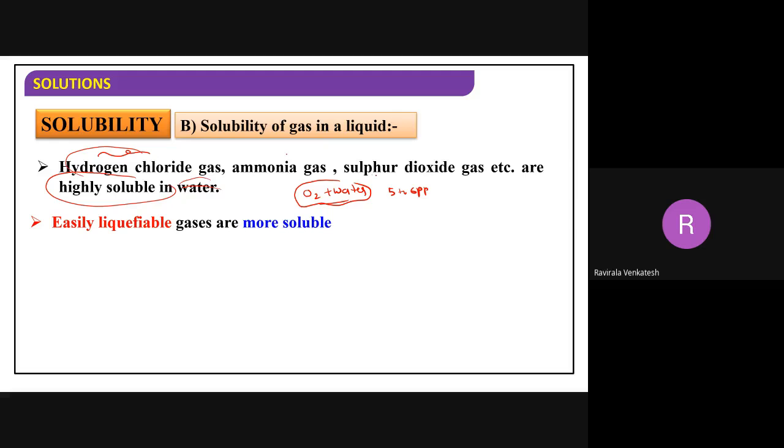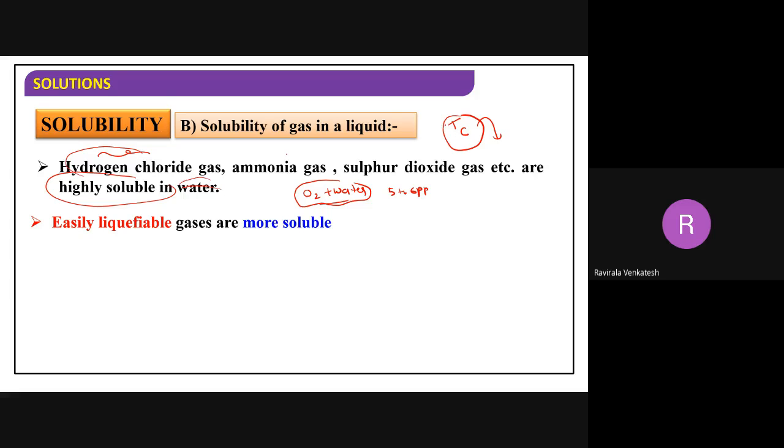O2 is non-polar. There is the polar and non-polar condition. That means what happened? Polar, non-polar depends upon what? Easy liquefaction, critical temperature, beta. It depends upon critical temperature. Whichever gases are polar, they have high critical temperatures. They can be easily liquefiable.